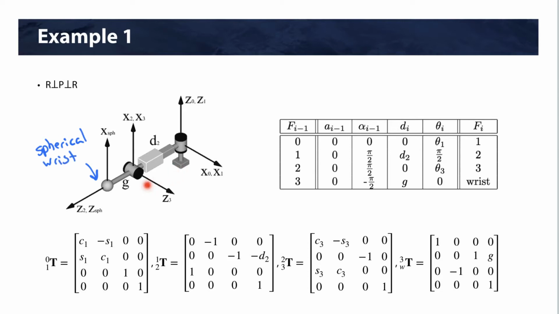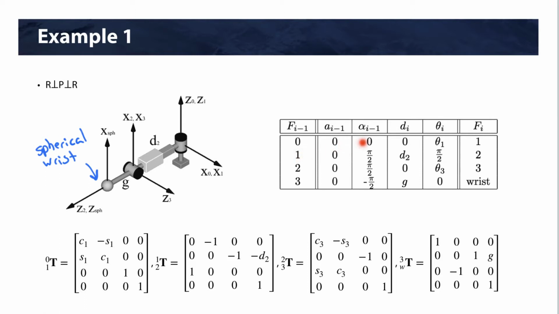But in this example, we're just going to say, given this wrist center position, what are joints 1, 2, and 3's values? In a subsequent video, we'll look at an example where we consider also the wrist in terms of solving. But for now, we're just going to solve the main arm joints.